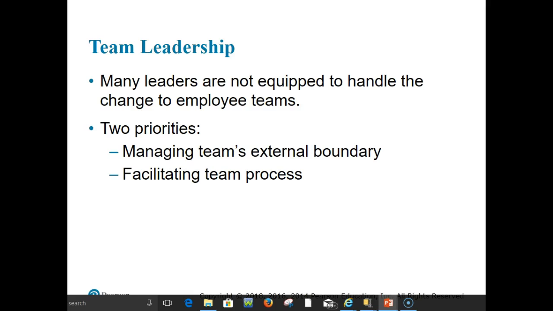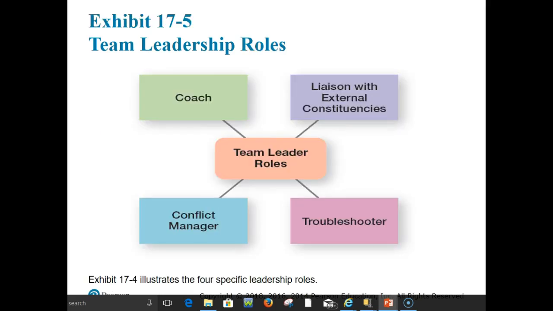Many leaders are not equipped to handle the change to employee teams. Remember that. And also remember the 2 priorities that team leaders' job focuses on, and that's managing the team's external boundaries and facilitating the team process. So here we have Exhibit 17-5, and it illustrates the 4 specific leadership roles. Okay, you have the coach, you have the liaison with the external constituencies, you have your conflict manager, and your troubleshooter.